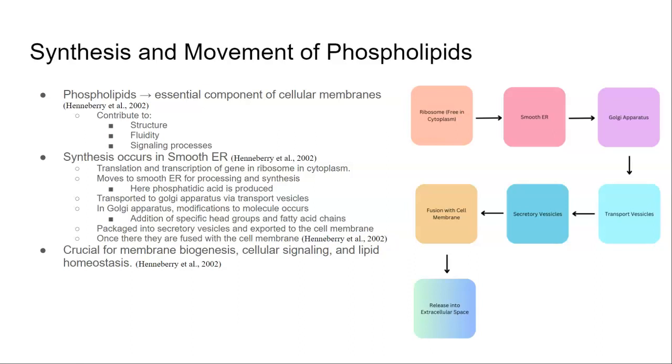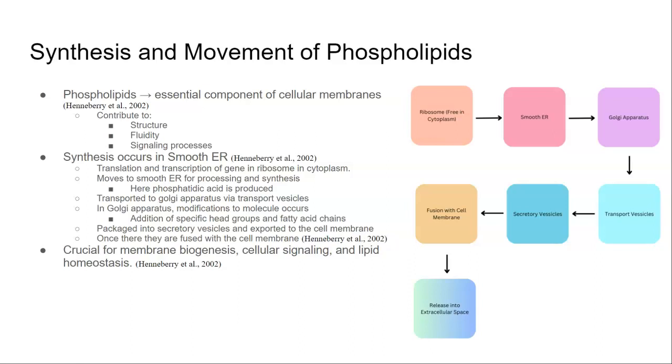This information then moves to the smooth endoplasmic reticulum, the primary location of phospholipid synthesis. Within the smooth ER, enzymes catalyze a condensation reaction between glycerol 3-phosphate and fatty acyl-CoA to form phosphatidic acid. Phosphatidic acid is a precursor to phospholipids. Once matured within the smooth ER, the phospholipids are moved to the Golgi apparatus via transport vesicles.